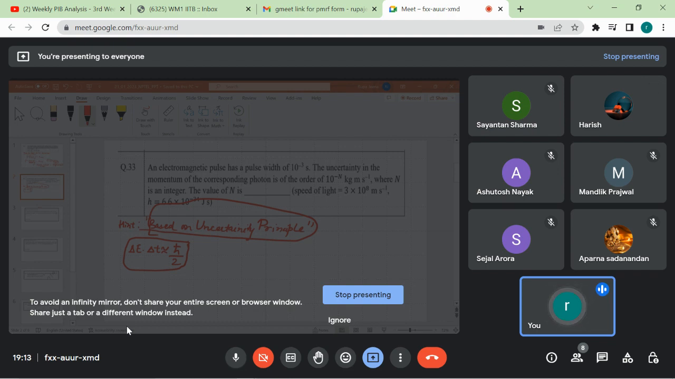So you know delta P is given to you, and C value you know 3 into 10 raised to the power 8, and delta T is also given to you. So from that put all the values, you will get the value of n. And tell me what it is. Yes, correct. What about others? Others, please also answer.